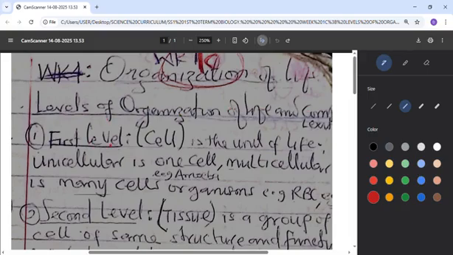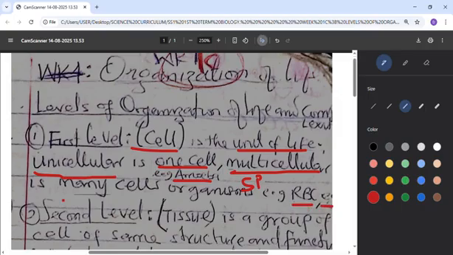So starting with the first level where we have cell. What is cell? Unit of life. That means the beginning of life, under which we have the unicellular, meaning one cell. Example, amoeba is unicellular. We also have euglena. Then multicellular, those ones that have many cells, like spirogyra is multicellular. So there are still many other cells that we can find in our body, like red blood cell, the egg, the sperm, and so on.